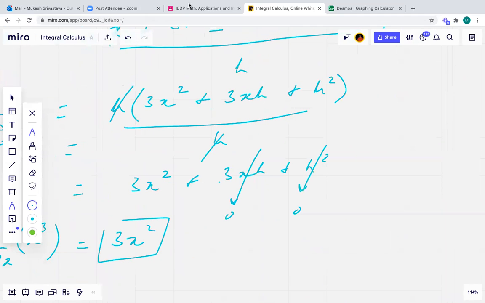Now I think it's better to solve some questions from differential calculus. First differential, then integral.